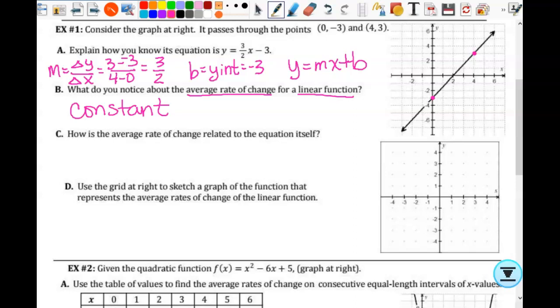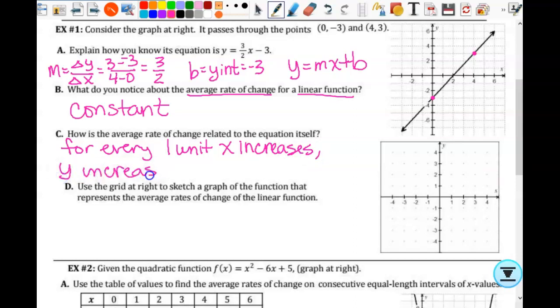So how is the average rate of change related to the equation itself? Okay, so here's what I'm asking with that because you could say a whole lot of things here. I want to say, let me make sure I use my words right. For every 1 unit x increases, y increases by how much? What do you think?